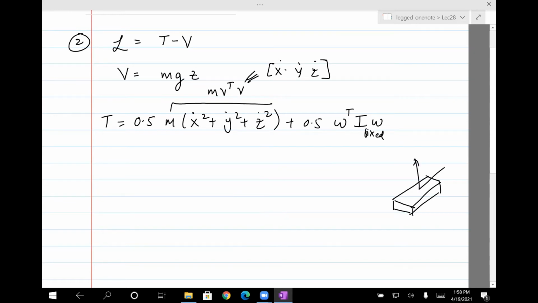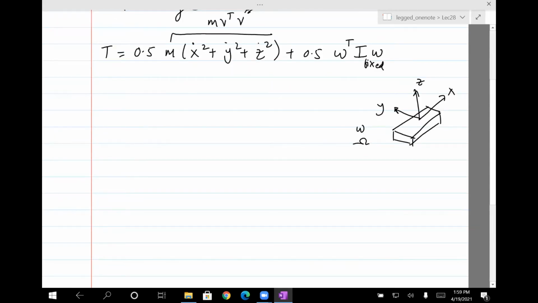x, y, and z. So this configuration is a nice configuration because the angular speed omega in the body frame and the fixed frame is the same, because the fixed frame and the body frame are along the same axis, right? Now, when you rotate the body, let's say that this is my original x, y, z, and let's say that it's rotated, it's something like this.